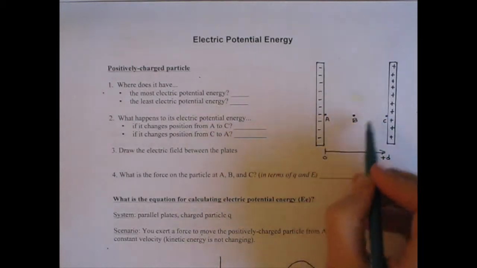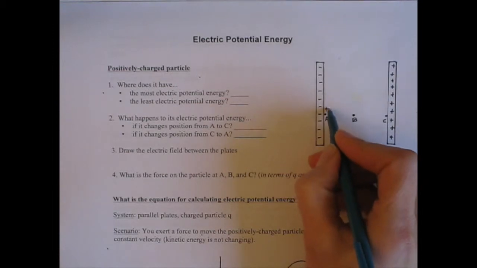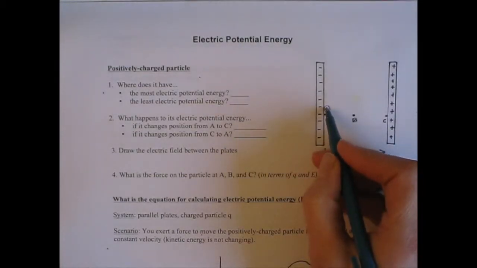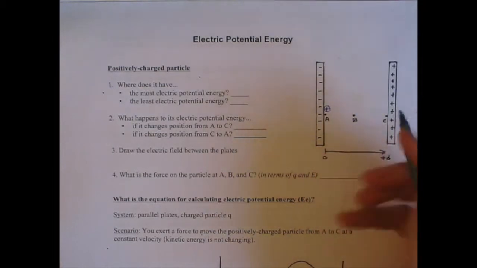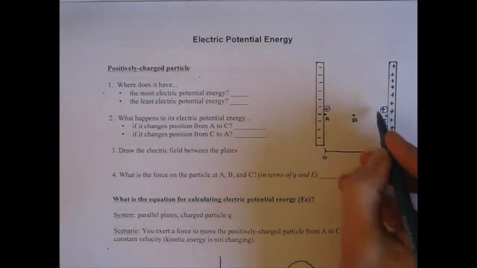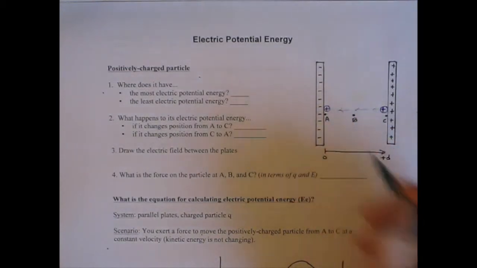Well, if you think about a positively charged particle in this space, and you can think of it at these different positions, A, B, and C, if you put it here, right next to the negative plate, it's not going to go anywhere. It's almost like a ball sitting on the ground. It can't fall anywhere. It's already at its lowest position. If you put it here, however, it's going to want to go this way. Naturally, it's going to go that way.